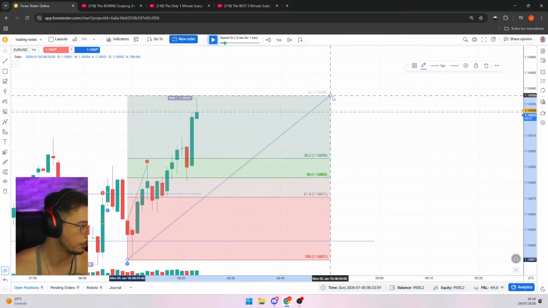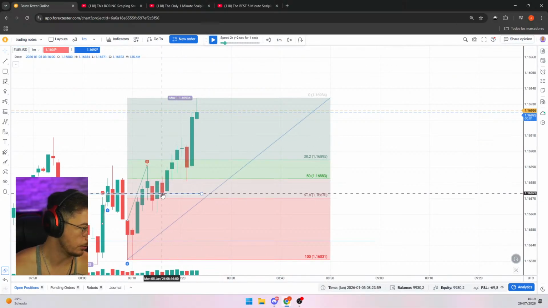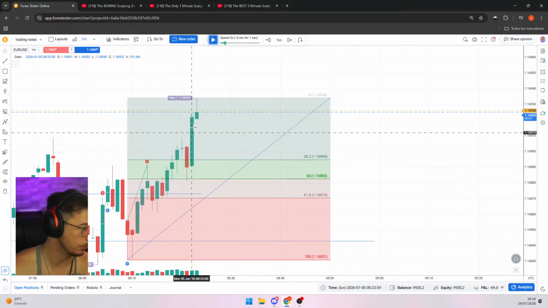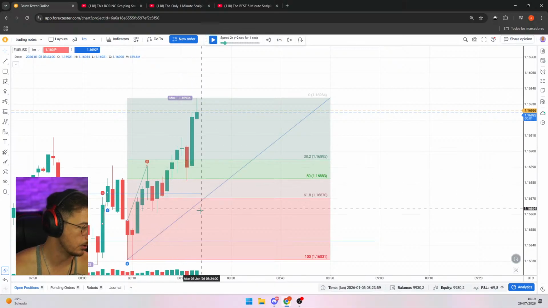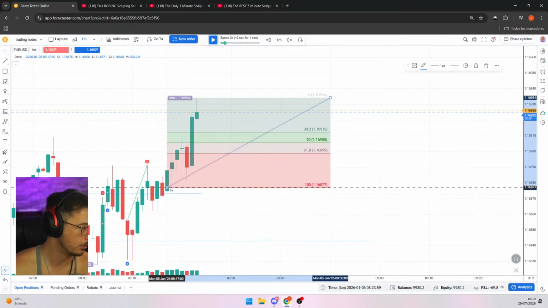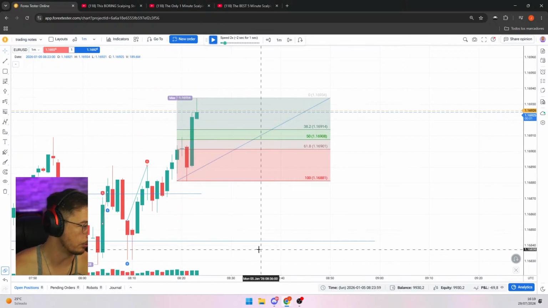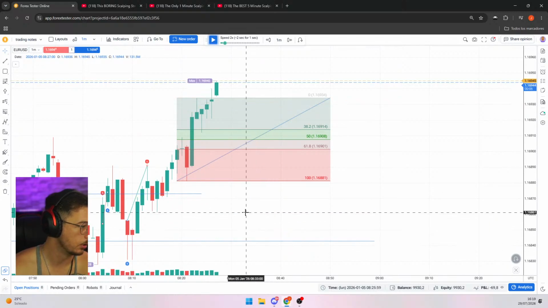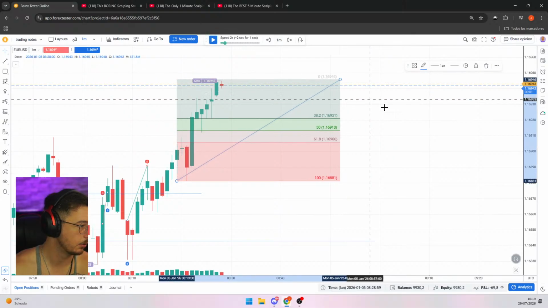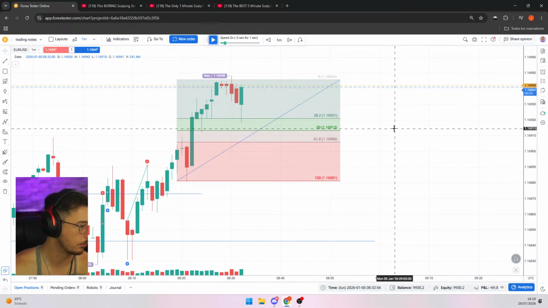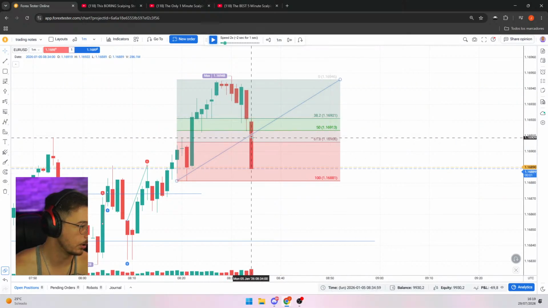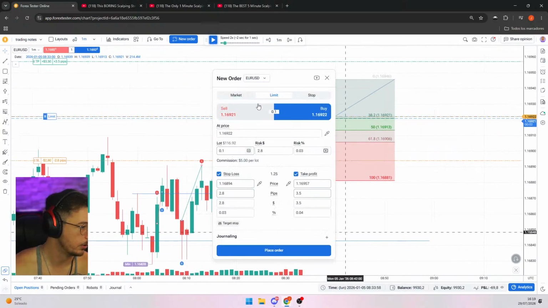Okay, it keeps going up. This is actually another market structure level here. So here is a bit tricky. I would say probably this would come to here now, to be honest, because it did have its pullback and it keeps going up. But let's see if we get any pullbacks. Okay, it's coming near. That would be the entry.